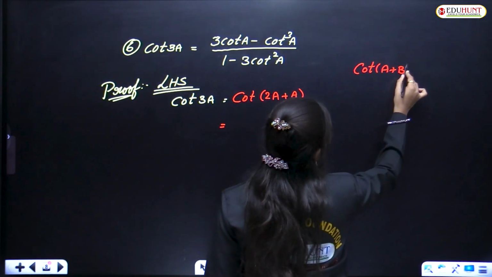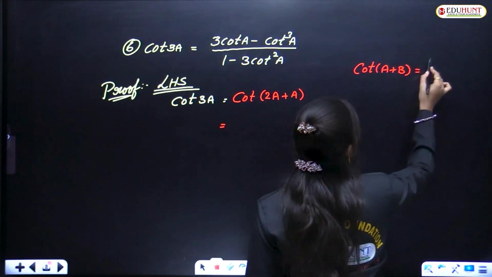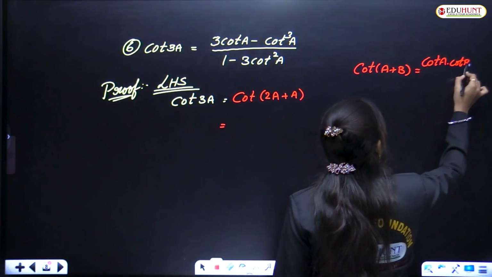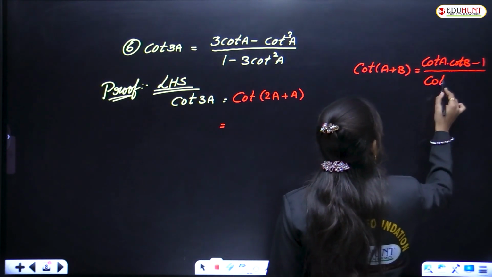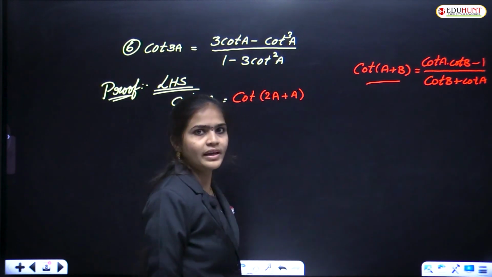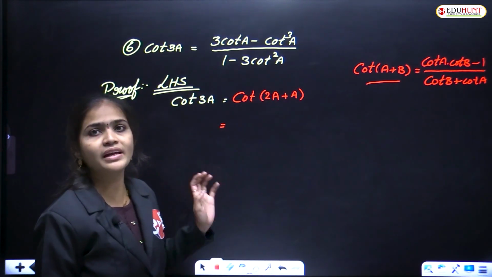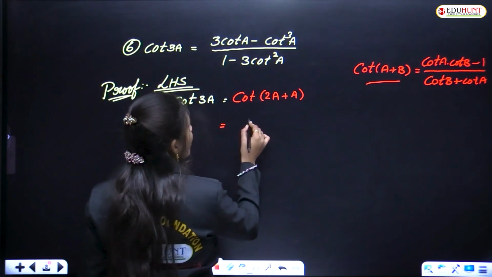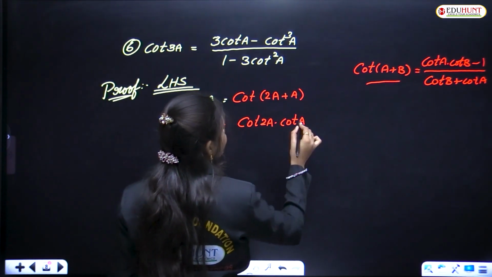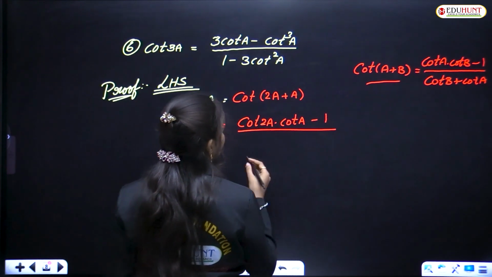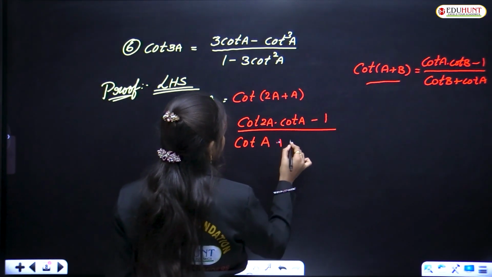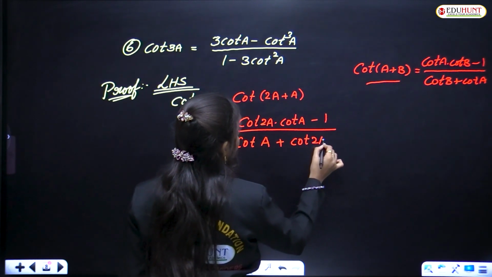Cot of A plus B. So what is the cot of A plus B formula? Cot A cot B minus 1 by cot B plus cot A. So this is the formula for cot of A plus B, and we have to apply that formula here. So cot 2A into cot A minus 1 by cot B. At the place of cot B here we have cot A, plus cot A, which is equal to cot 2A.